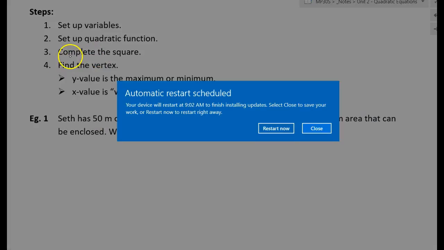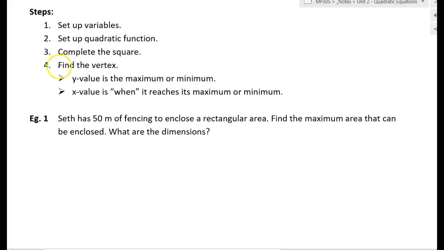3, complete the square, and 4, find the vertex.